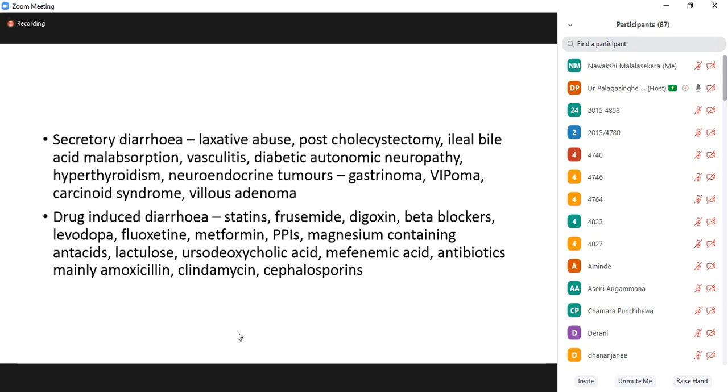So what is the test to differentiate? If you have a doubt whether somebody is having antibiotic-induced diarrhea or pseudomembranous colitis or C. diff diarrhea, where you have to stop the antibiotic urgently, is there any test to differentiate?